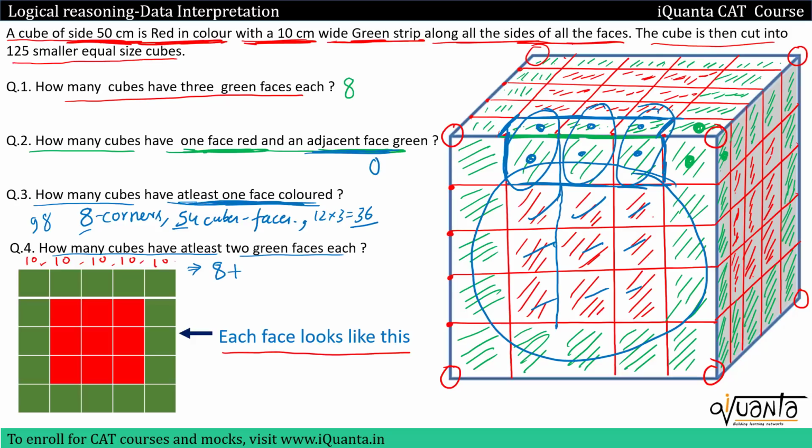Then apart from that, on the edges as well, we were having 3 cubes on every edge that were having 2 green faces. Like on this edge, this is a cube, this is a cube, this is a cube, that will have 2 green faces. So 12 edges, every edge will have 3 such cubes. So 12 into 3 gives 36, and adding the 8 corners, we get a total of 44. So 44 will be the answer to the last question.